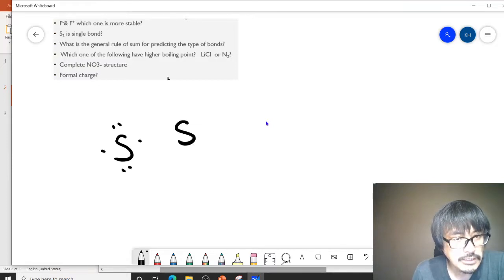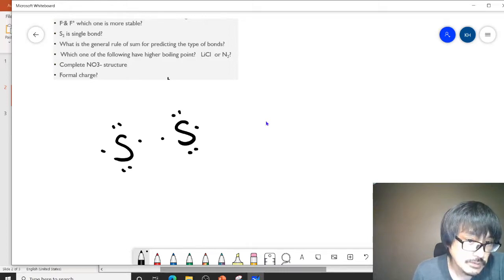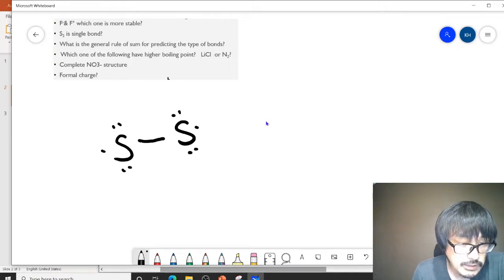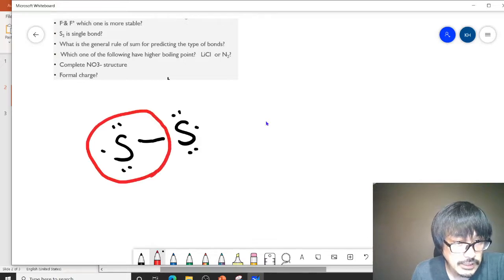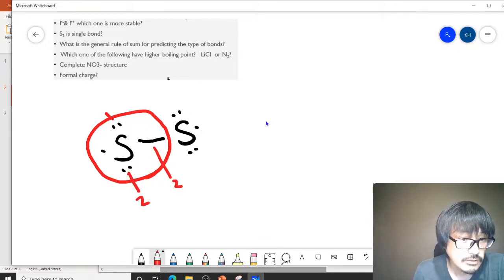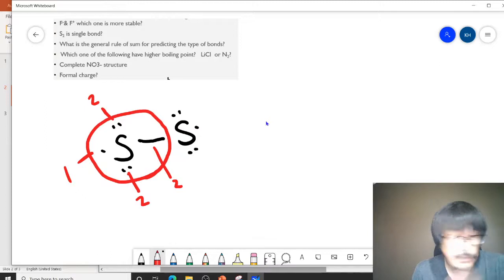And then if you have 2 electrons in between the S atoms, so if I count the immediate vicinity of this S atom, then you have 2 electrons there, 2 electrons there, 2 electrons there. You have only 1 here. So a total of 7 electrons. So that doesn't satisfy the octet rule.